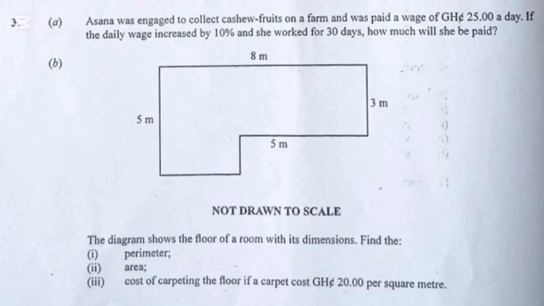Question 3b. The diagram shows the floor of a room with its dimensions. Find the I, perimeter, II, area, III, cost of carpeting the floor if a carpet costs 20 Ghana cedis per square meter.